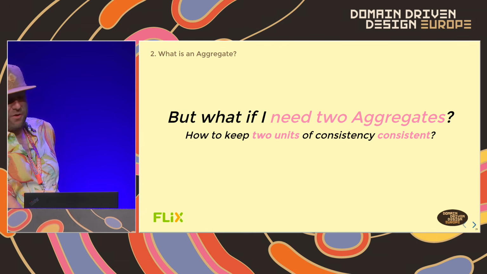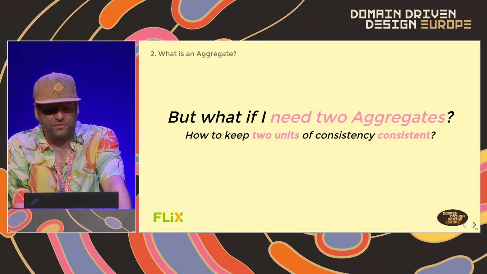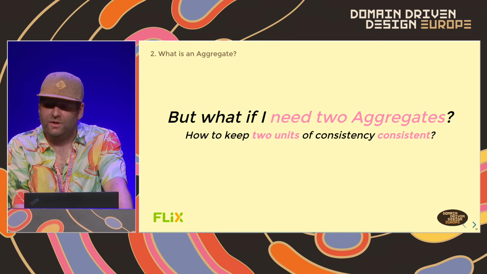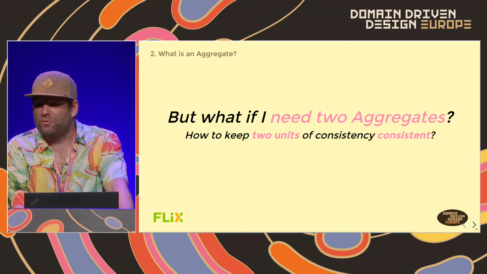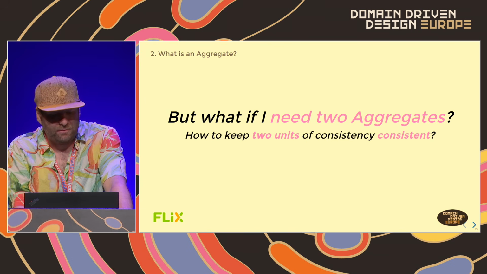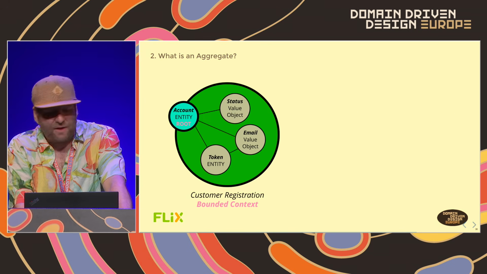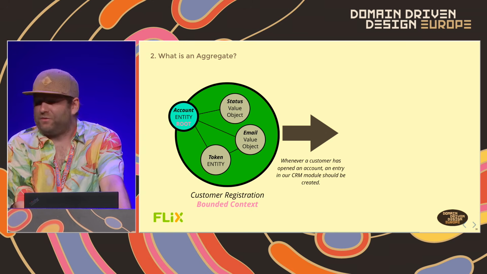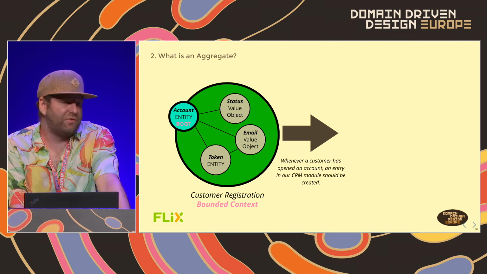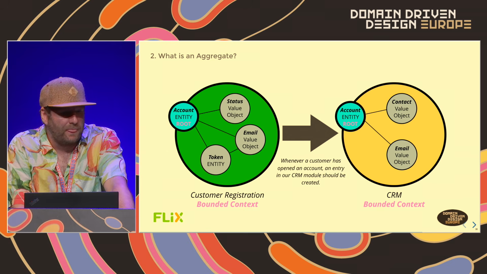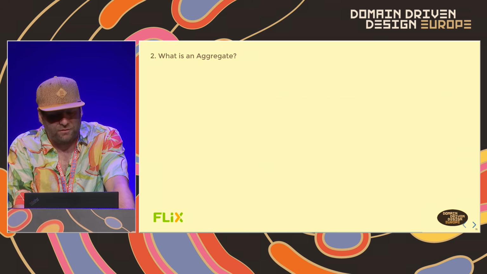So what if I need two aggregates? How to keep two units of consistency consistent? Right? We have talked about a single unit of consistency, and it's easy to do that inside the boundary. But what if two of these units of consistency have to interact? And there is some kind of consistency rule between them. So we have this customer registration bounded context, and we have an account there. And whenever this account is opened, our CRM module should also have an account entity. So there's a rule between these two things.